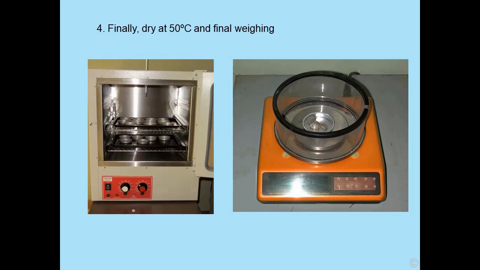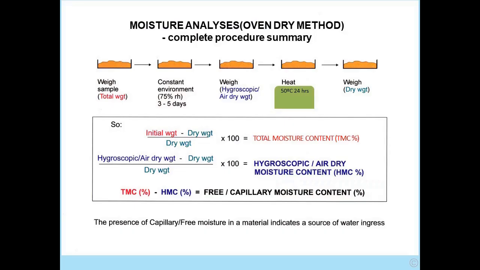Finally, we dry the sample at 50 degrees and make a final weighing. And we now have all our figures, and that is the complete procedure summary. Total moisture, hygroscopic or air dry moisture, one minus the other, total minus hygroscopic, gives us the free or capillary moisture content. And of course the capillary moisture content in a material indicates the source of water ingress.